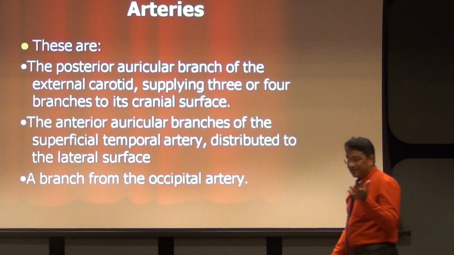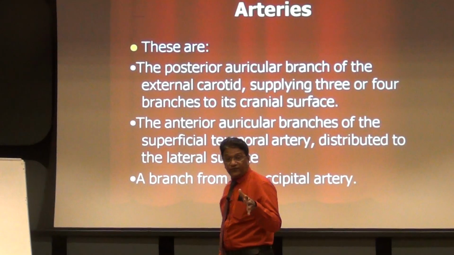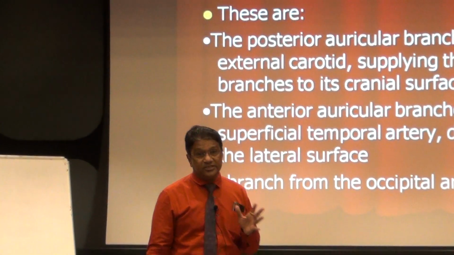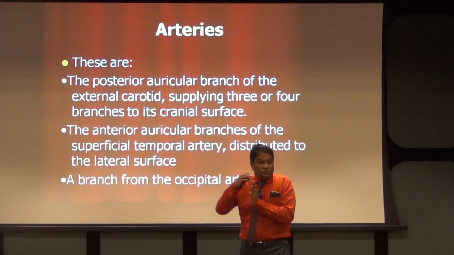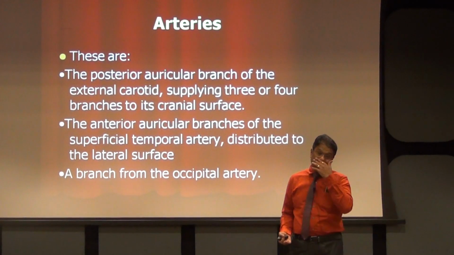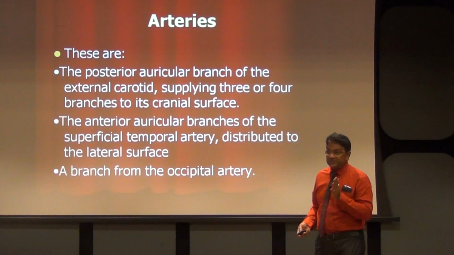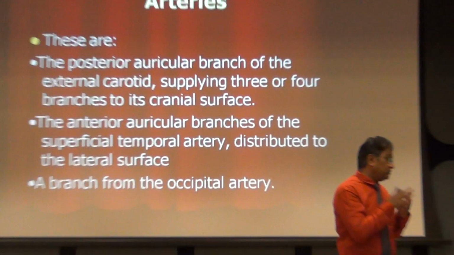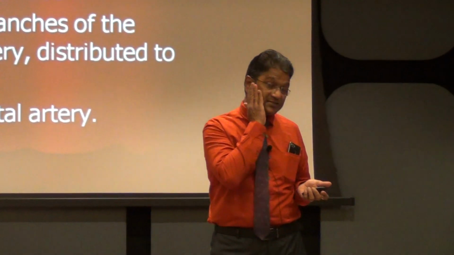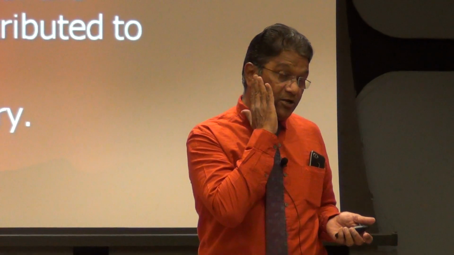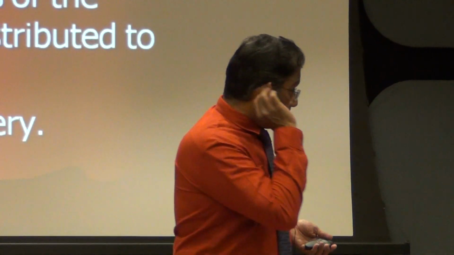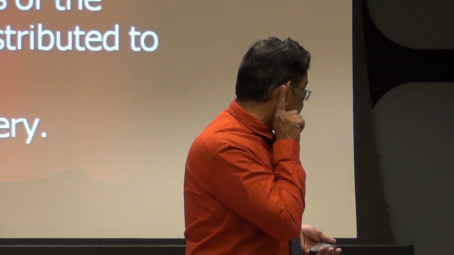Now what is the blood supply and nerve supply of the pinna? The pinna is divided into two parts, the lateral surface and the medial surface. This lateral surface is continuous with the skin of the face, that is the parotid region. On the posterior side, it is continuous with the cranial surface, which is covered by the skin.